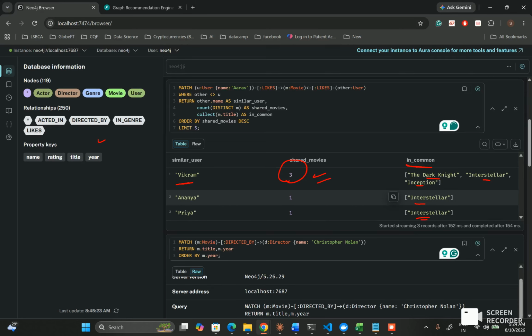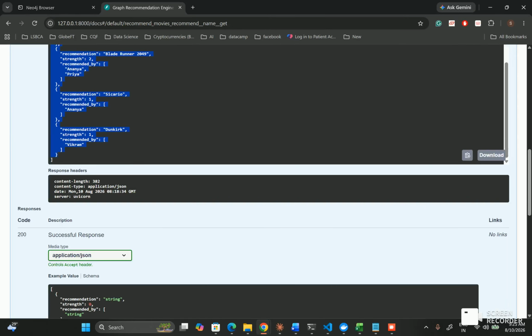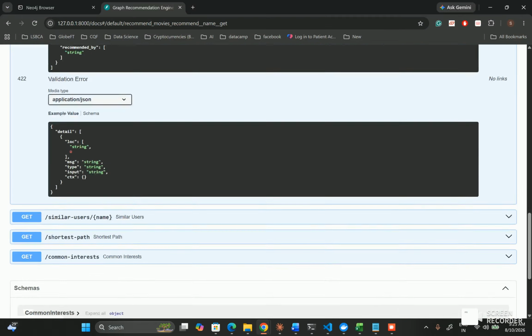In case of Priya, again only one movie matched. Okay, so this is covering taste similarity. Now if I want to show you the same thing in API docs, and we have what similar users.